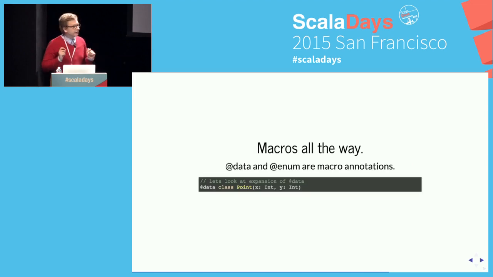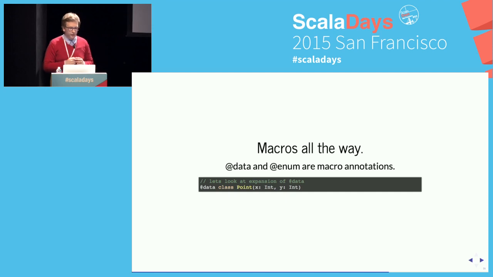And the answer is macros. None of this would be possible without macros. Macros are an enabling feature for this project. And I'm not talking about just def macros, but also macro annotations. So @data and @enum, which we've seen before, are macro annotations. And what they do is rewrite the definitions you have written into something more low-level under the hood.